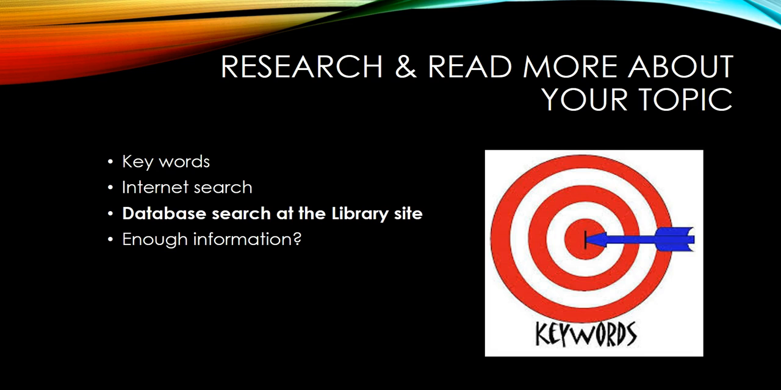Use the keywords you have gathered to research through internet searches and database searches at the library site. Use the references of your original research articles or chapters of your textbooks to find more information about your topic. Find more articles. You must do this research and reading before you select your final topic. Can you find enough information to answer your research question? Selecting a topic is an important and complex part of the research process.